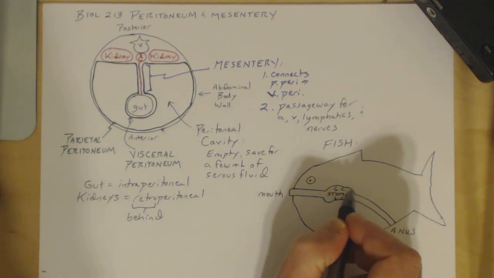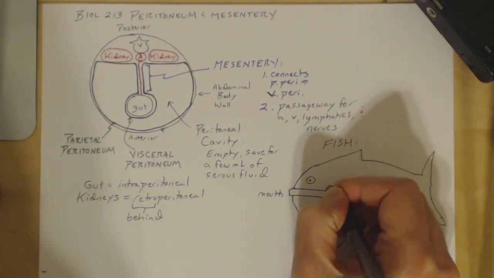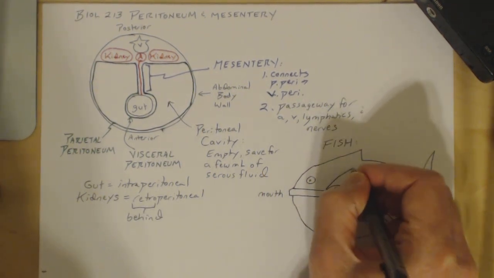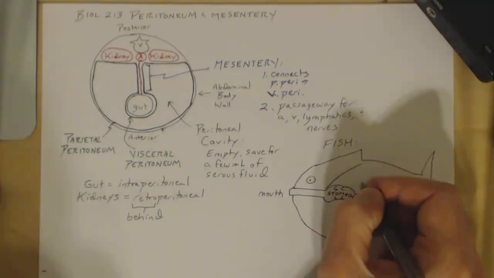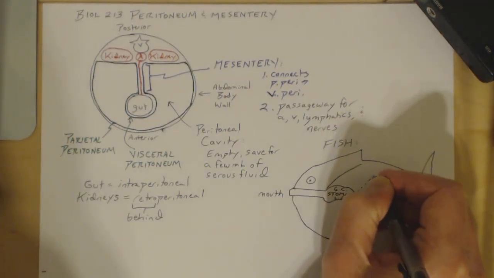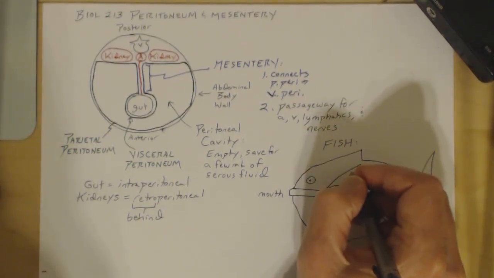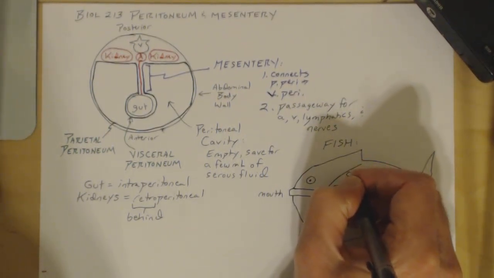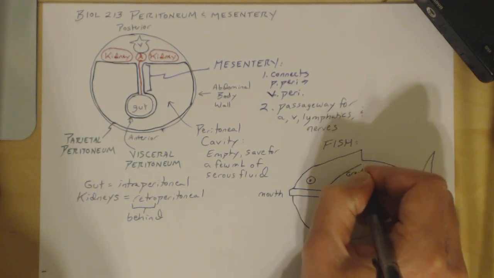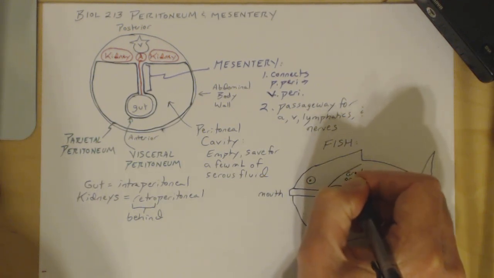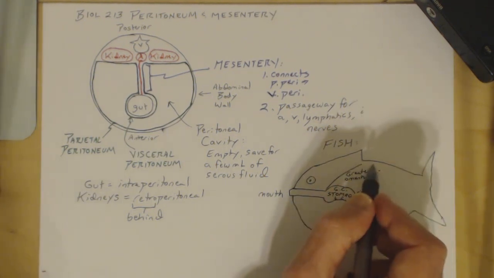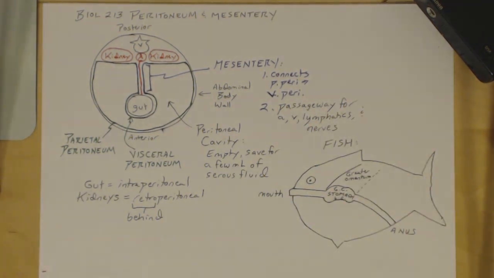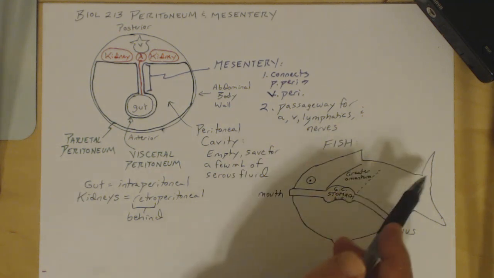So here is the greater curvature of your stomach, and coming off of here is going to be a... What is this, actually? Well, we'll tell you in a second. I don't want to ruin the surprise. So this is the greater omentum. This is a tissue that comes off the stomach, and it's going to be attaching somewhere up here to the dorsal body wall, basically the back side of the fish.